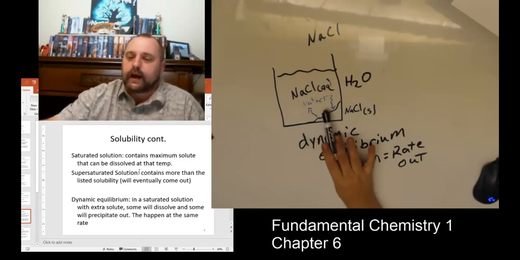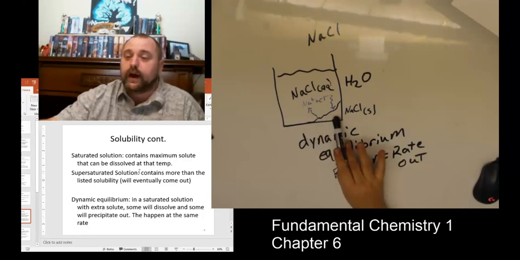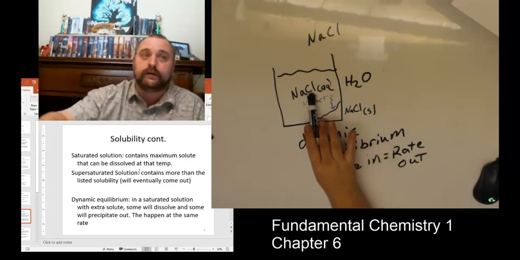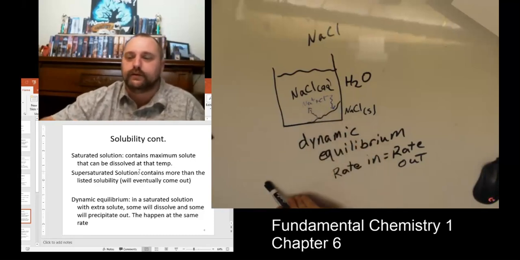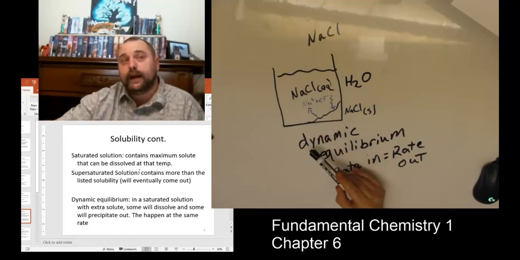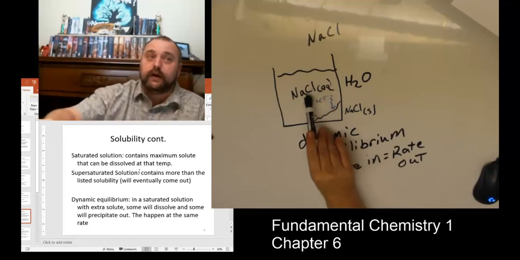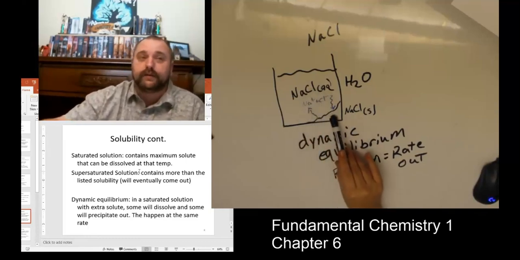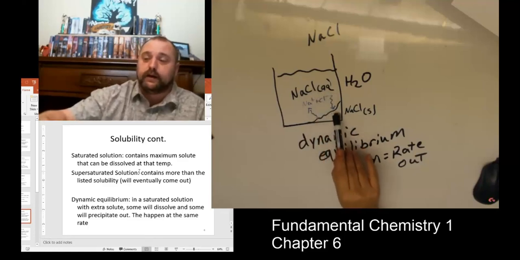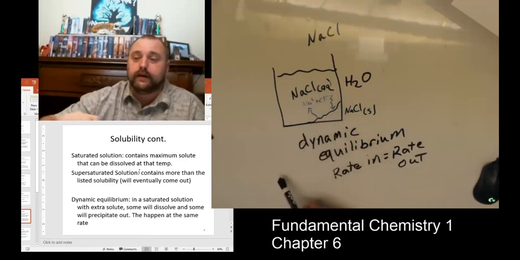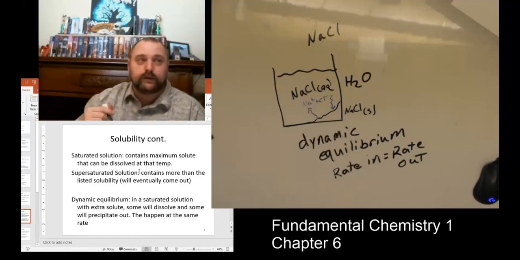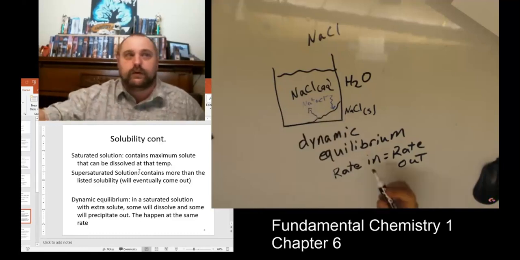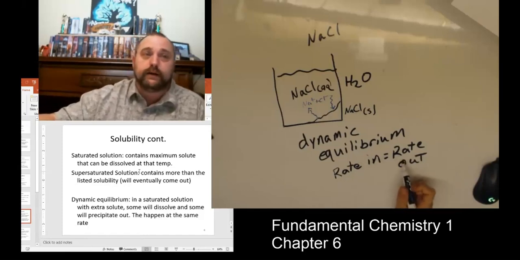So I can raise the temperature, and more of this salt will go into solution than is coming out. And so we'll have less solid and more in solution. If I cool it down and lower the temperature, then I lower the solubility and it comes out faster, and I'll end up with more solid down here and less in solution. Easy enough. You'll hit this term equilibrium a lot: rate in equals rate out.